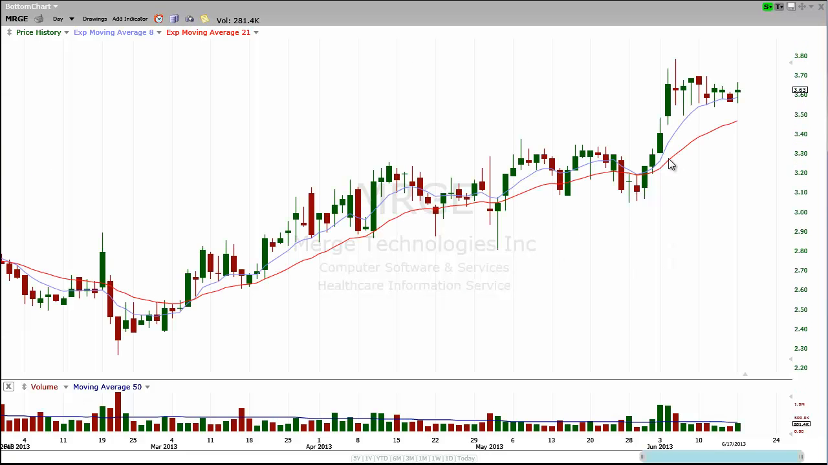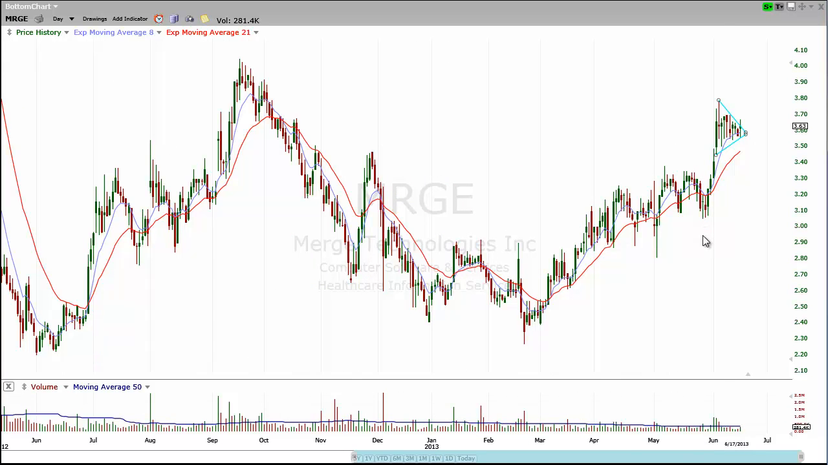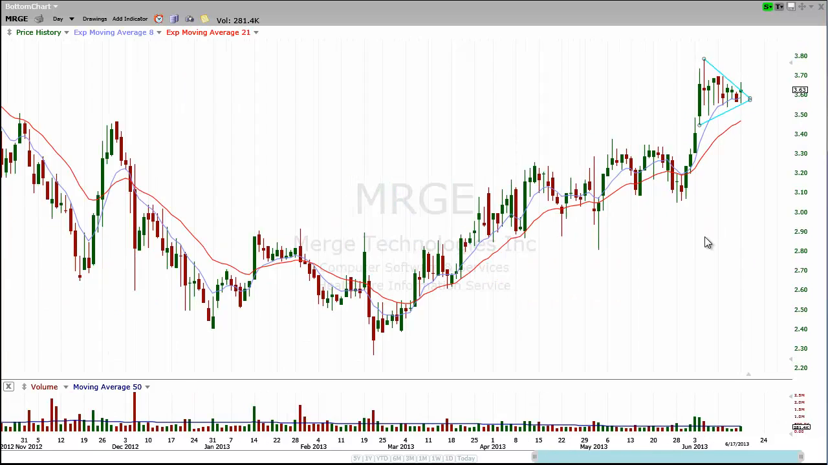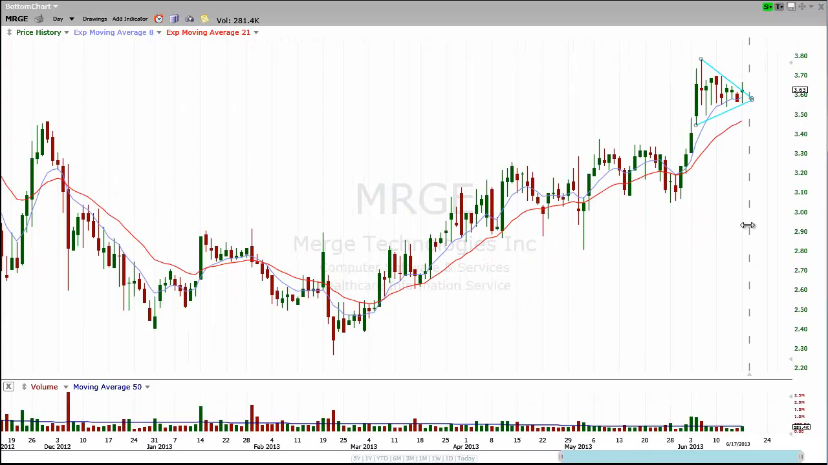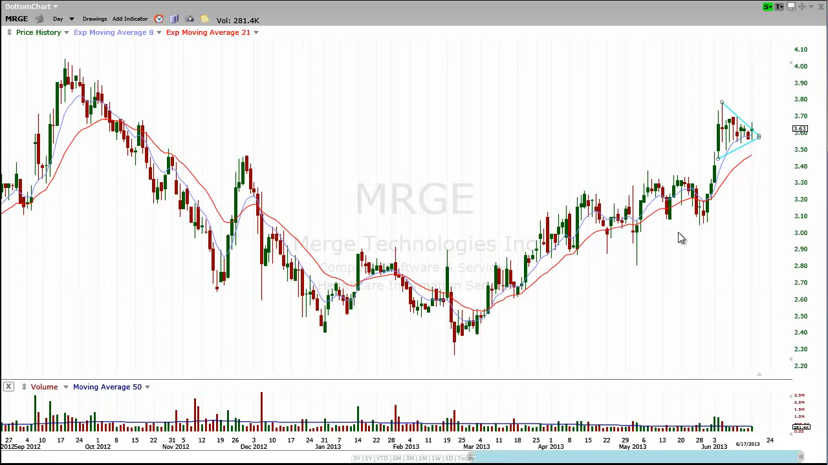MRGE, another kind of a nice flag consolidating pattern. If you notice now, these I'm looking at a lot lower price stocks just to kind of diversify my holdings, I guess. Just seeing if I could get a lot of shares of these smaller price stocks and maybe catch some moves. I don't know, just giving this a little try.